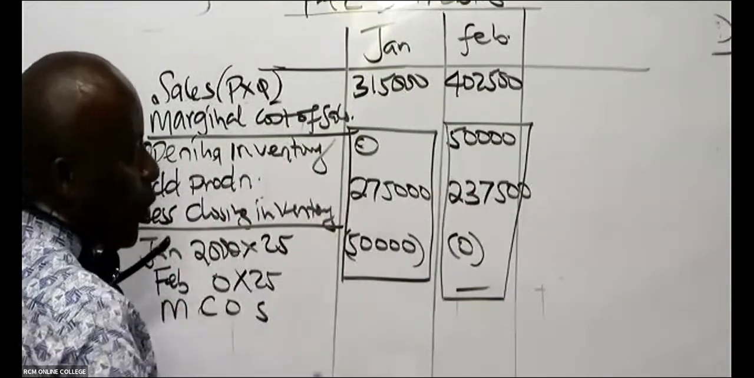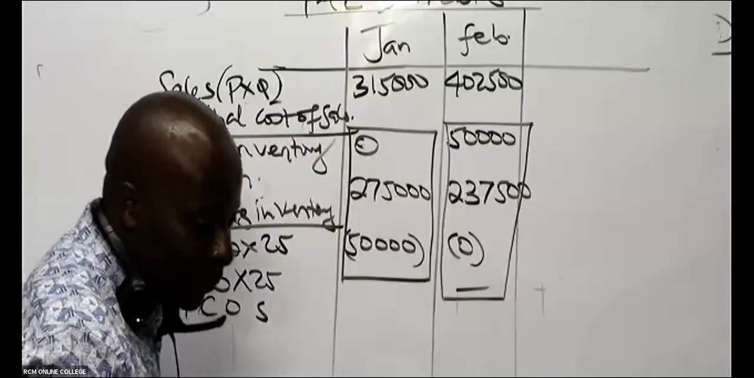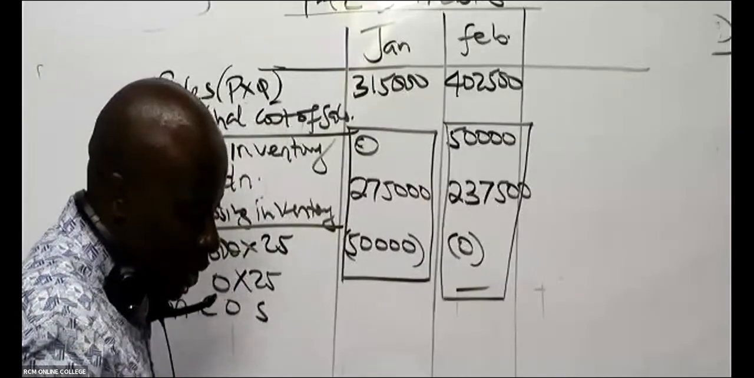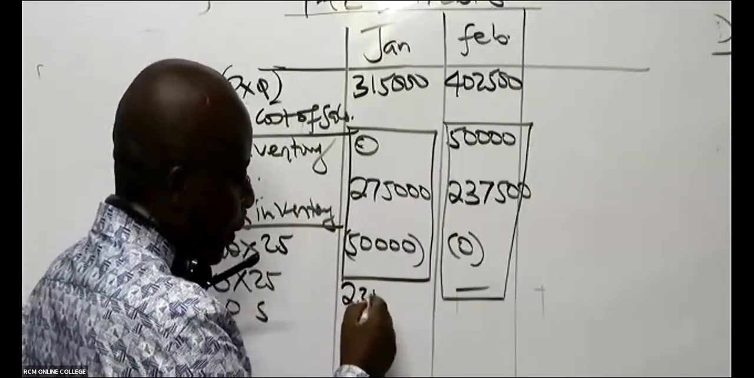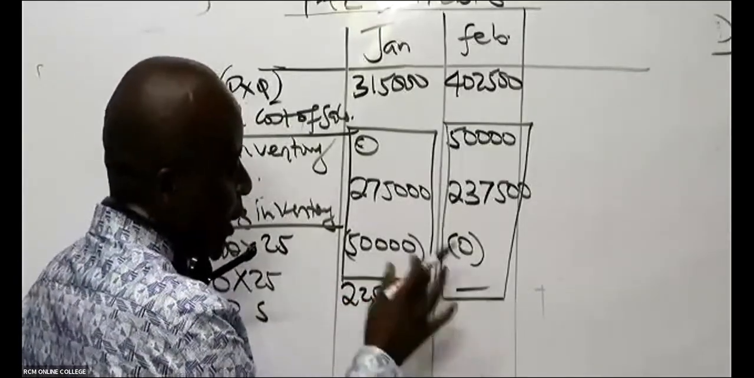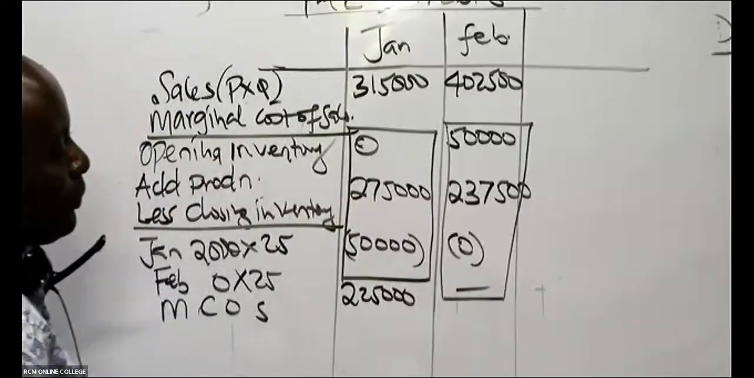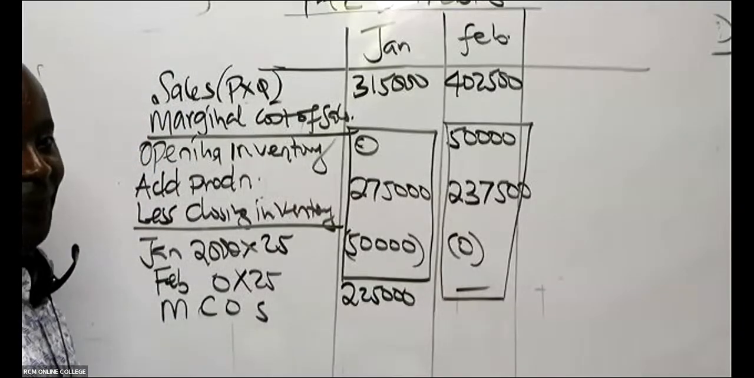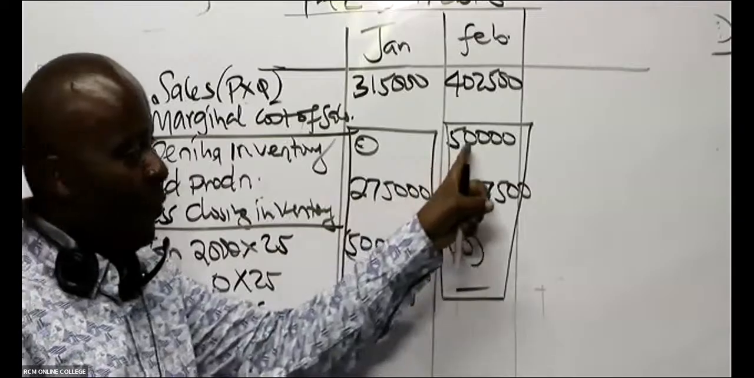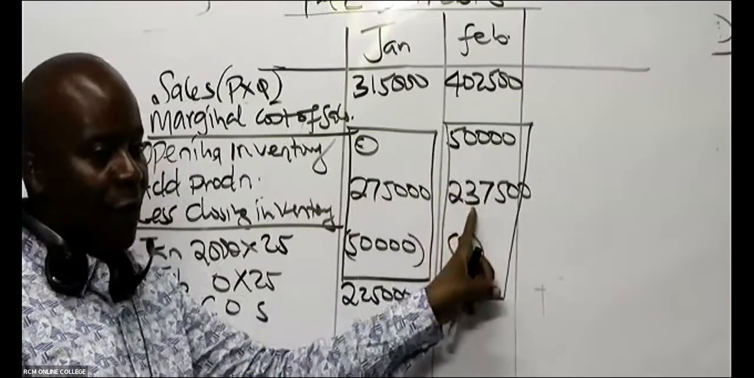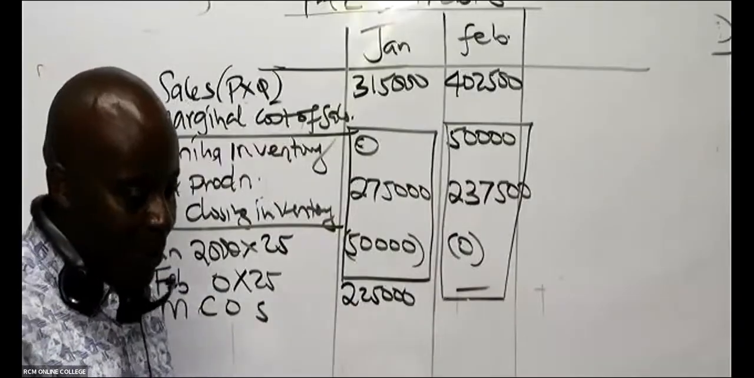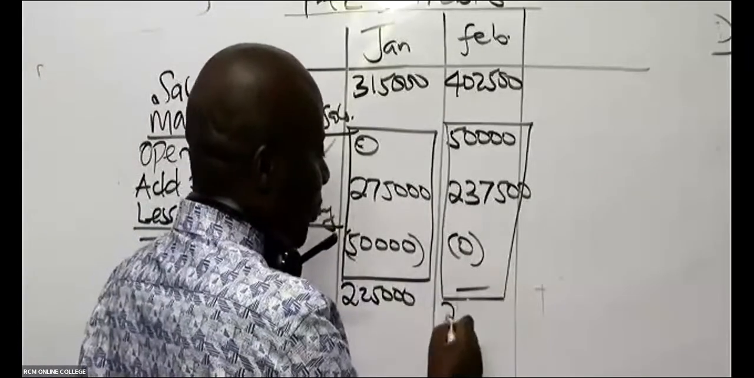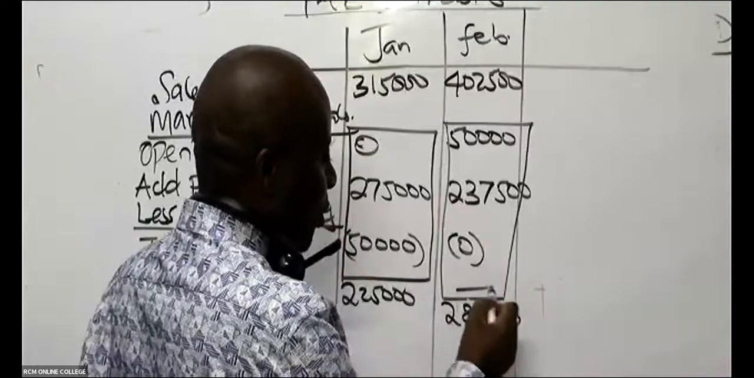So January, what do we have? Oh, it's only my online students now who are talking to me. They are telling me 225,000. How about this one here? The 3 numbers only: 50,000 plus 237,500 minus 0. So I'm getting 287,500. Thank you so much.